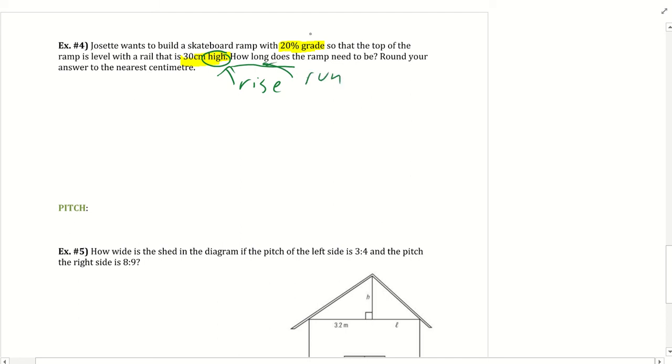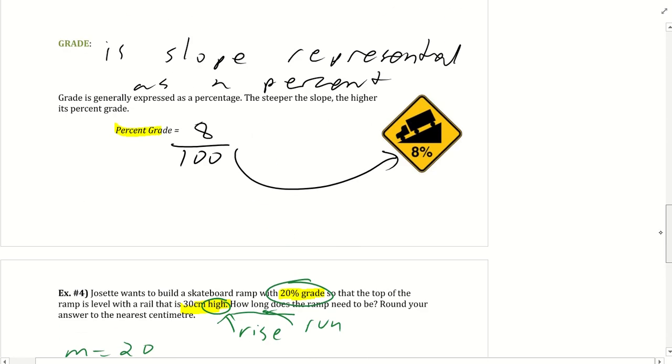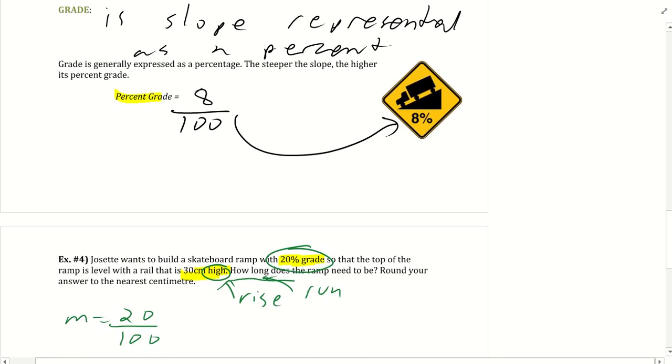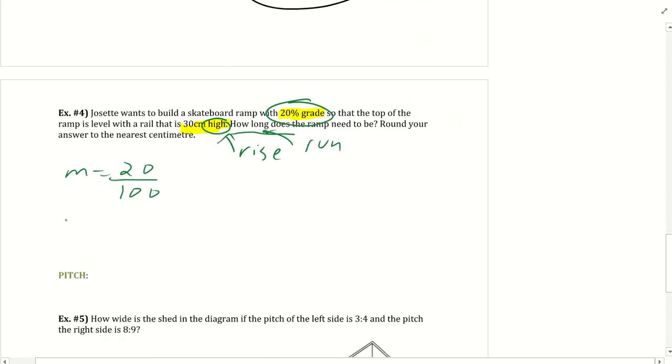Like we just said before, 20% grade. That means that my slope would be 20 over 100. The way I got that, you can see I went from 8 over 100, that's 8%. If it gives me 20%, I can do that. Now, if you want to, you could leave it like this, but let's go back to the lowest terms. I know that I can divide 20 into both of these, and that's going to give me 1 over 5. So I just have smaller numbers to work with right off the bat. If you use 20 over 100, it's still going to work. So that's my slope.